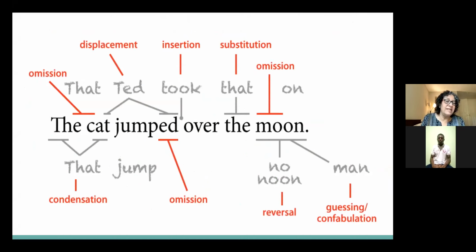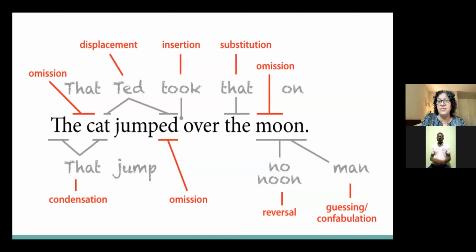Like if there is a sentence they have to read, here, the cat jumped over the moon. Omission could be that they skip out the words the and cat, and they might read it that way. And displacement: jump is completely missed out, and they displace the sound of t with ed to make it ted. Insertion: there is no took in that part, they are inserting from their own imagination, took. That Ted took that on.